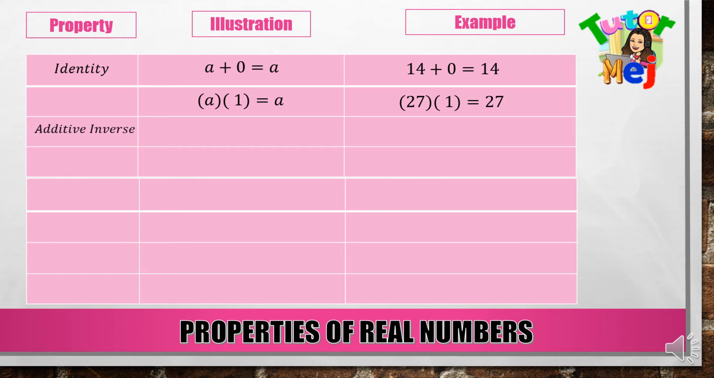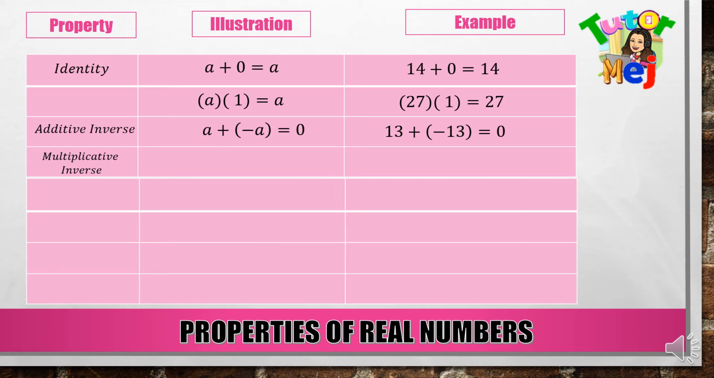Additive inverse. O pag sinabing inverse, dapat ito yung kung ang given ay positive, ang i-add up mo ay negative. Kung ang given naman ay negative, ang i-add up mo ay positive. So, illustration nito, A plus negative A equals 0. Example, 13 plus negative 13 equals 0.